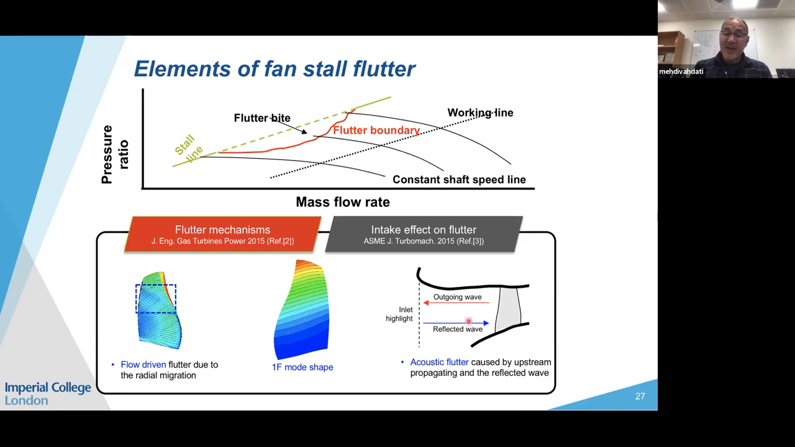And the other parameter, which is very important and we found out, is the acoustics of the intake. This happens due to the fact that the vibration creates a pressure perturbation, which travels down the intake duct. When it reaches the highlight, as you're changing the impedance, some part of it goes out and some part of it reflects and goes back towards the blade. So the phase at which this reflected wave comes to the fan can affect the flutter of the blade. I'll try to go through the rest of this in the next 10 minutes.